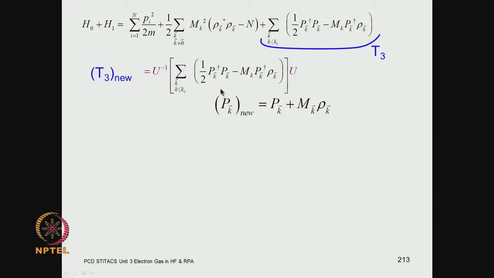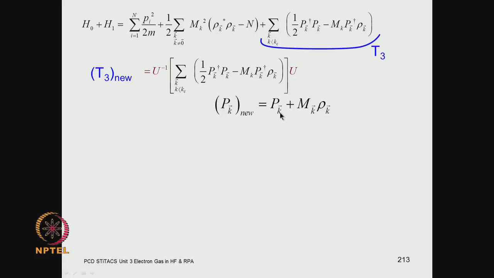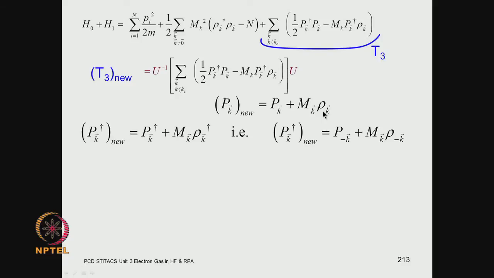So, you need the new momenta, and we know that these new momenta, the uppercase momenta, are the auxiliary momenta that we introduced. These momenta are not invariant under the unitary transformation, you get new operators, and the new operator is the old operator plus m_k rho_k. This result we obtained in our previous class, so we will use this.